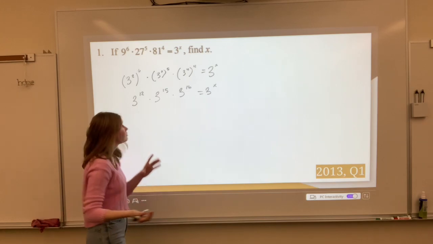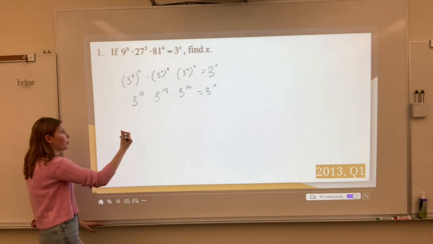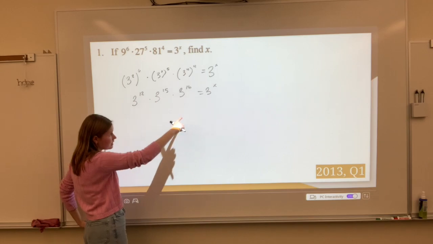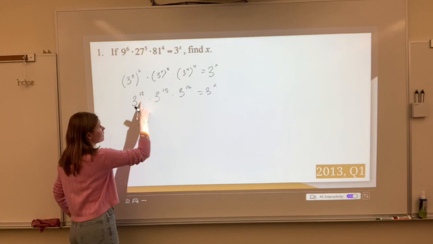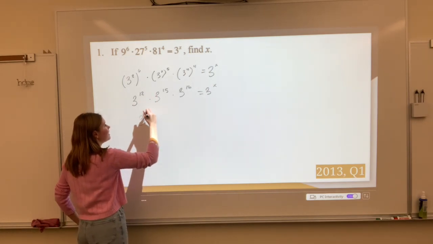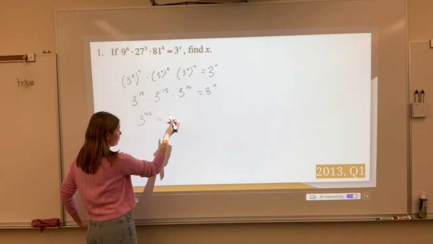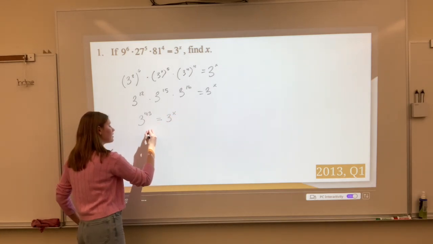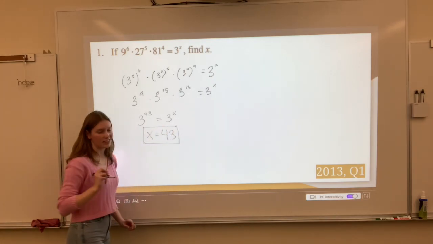Now all we have to do is multiply these together. Okay, so we add our exponents. 3 to the 12 plus 15 plus 16, because when we multiply, we add our exponents together. So we have 3 to the 12 plus 15 plus 16 is 43. And so we get that 3 to the 43rd power is equal to 3 to the x. So we can say x is equal to 43, and that is our final answer.